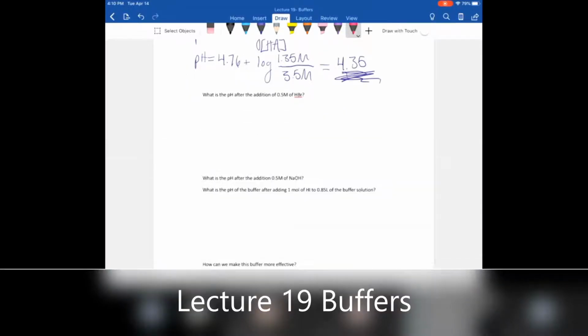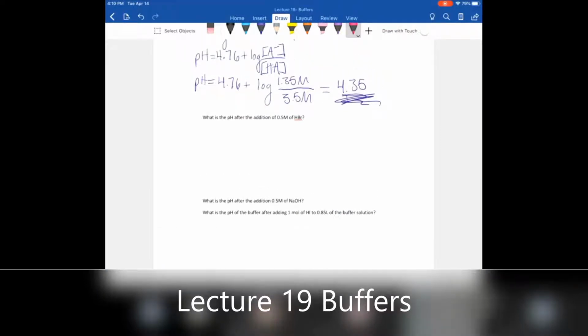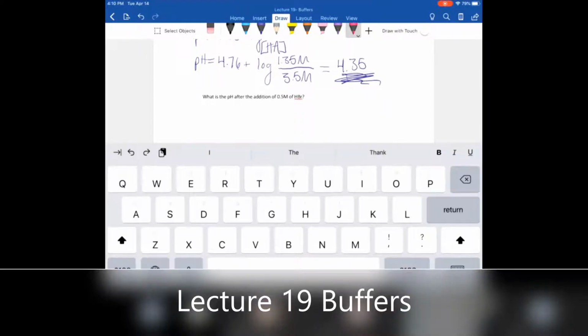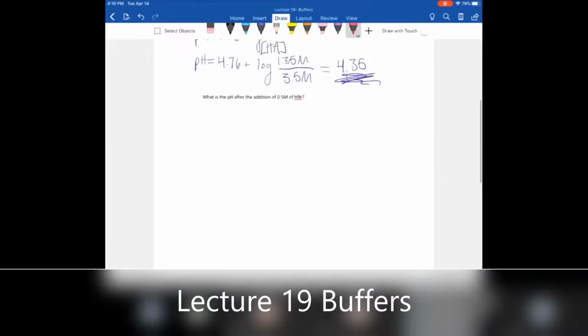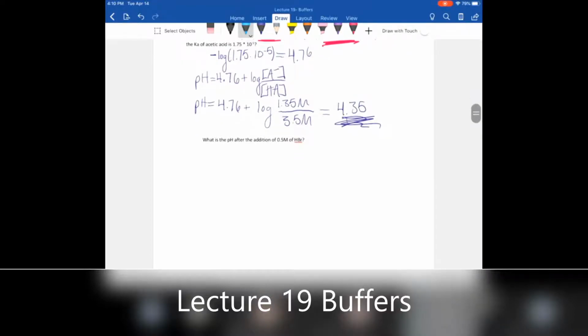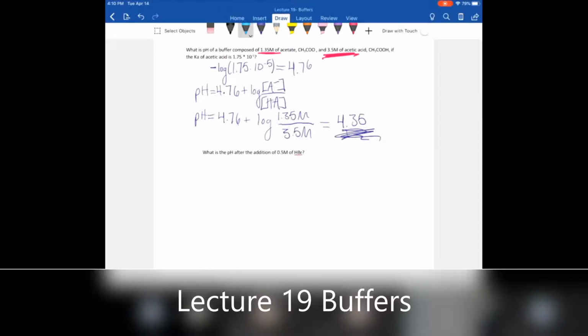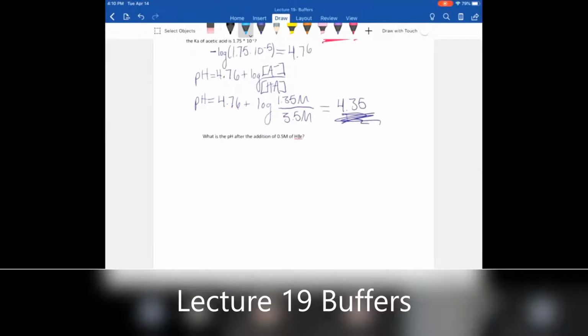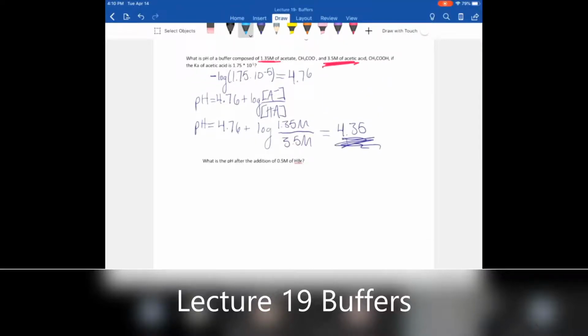Okay. So what would be the pH after the addition of 0.5 molar HBr? I actually learned a trick from watching Dr. Baker's videos. I always thought you needed volume, but you can just subtract the concentrations. So yes, here's your formula.